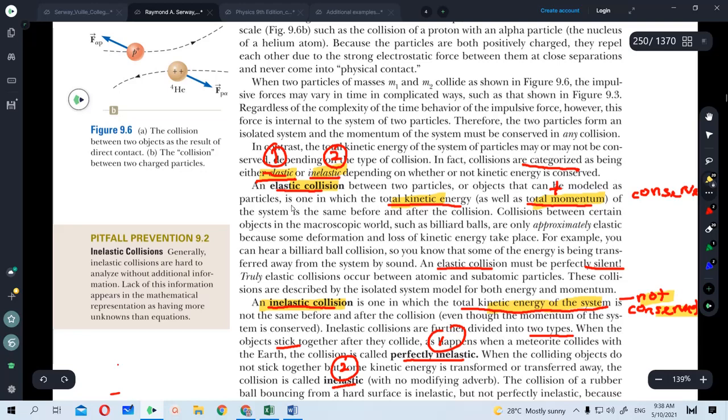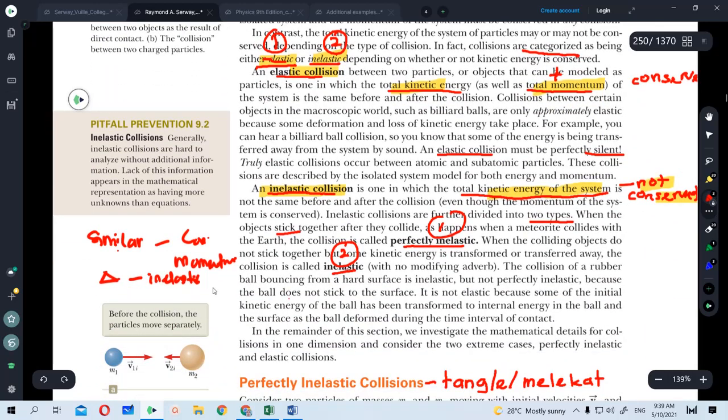Now, so what's the similarity? The similarity is that both conserve momentum. The difference is that inelastic does not conserve total kinetic energy.